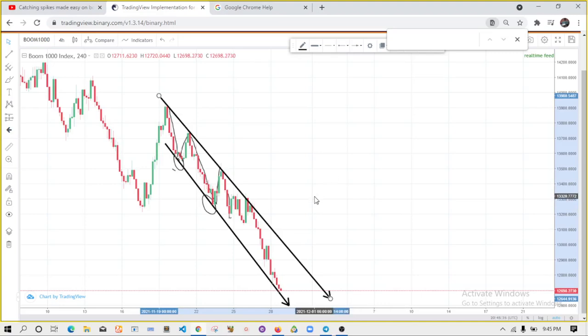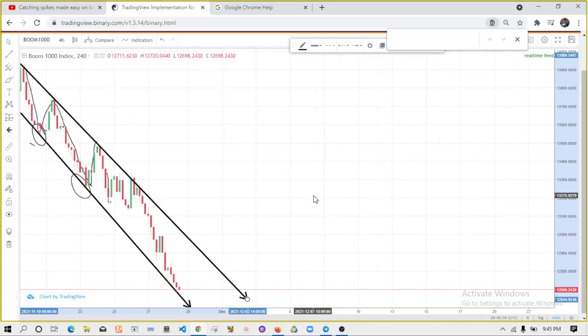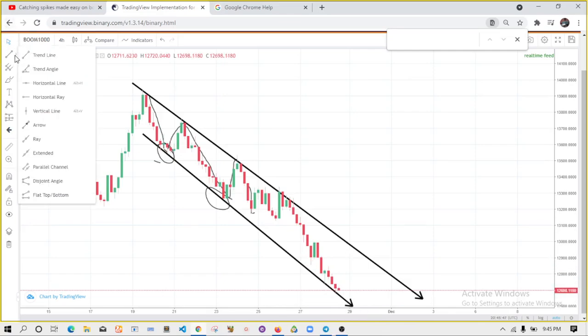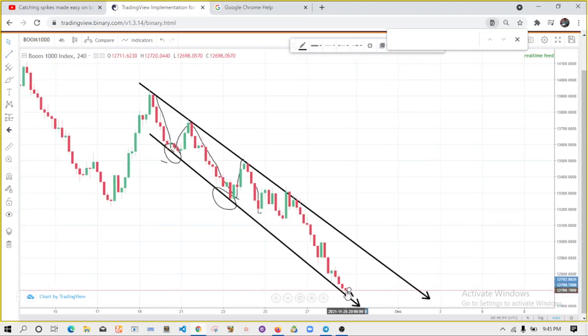Now you can see currently what the price is doing. The price is close to the line down here, so we expect the price to pull back a bit. We're expecting the price to pull back this way because it's a downtrend. We expect the price to make this movement backward.